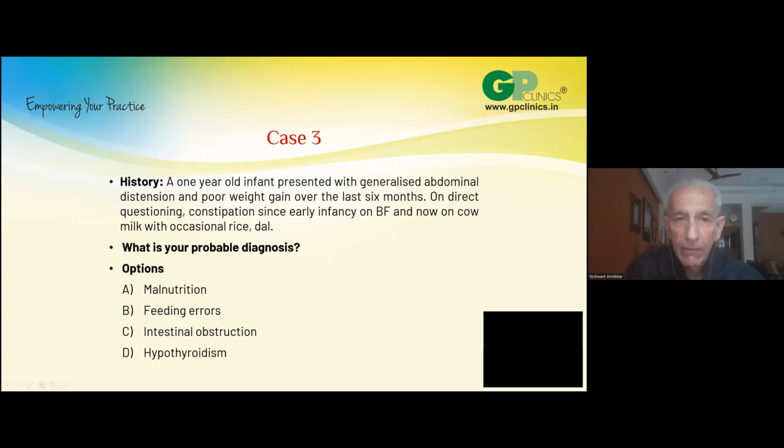exclusive breastfeeding. And now your options are, one, it's all due to malnutrition. Two, it is all due to feeding errors. Three, it is due to intestinal obstruction, or four, it is due to hypothyroidism. Your time starts now.